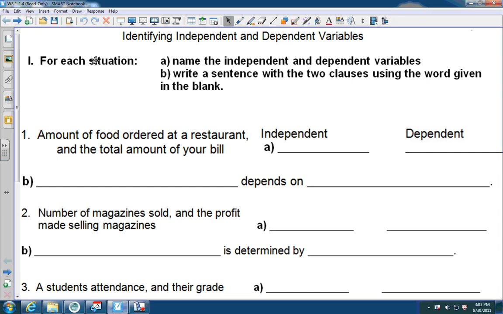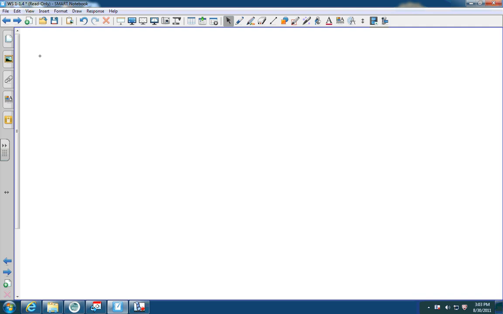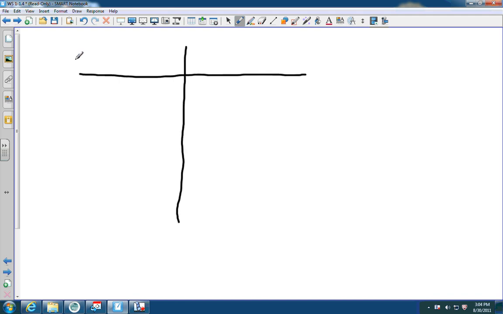Okay, on this one we're going to be identifying independent and dependent variables. We're going to be trying to figure out what is an independent variable, what is a dependent. To go through here, let's just remind ourselves that the independent variable is the thing that happens first. Now what I do with my students, I have them write a chart right here, and I use the idea of cause and effect.